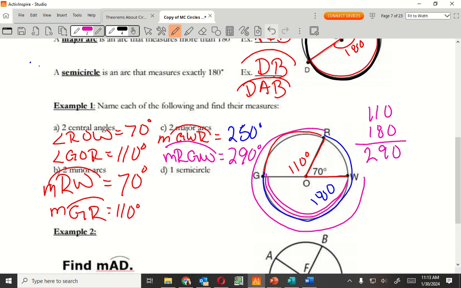Because a semicircle is half a circle, so that's 180. So it's just going to be, in this case, G to W. If we would have went the other way, we could have said GRW. But you are correct, GW. So it's going to be measure of GW is 180. All right, how do you guys feel about that? Is that pretty good? Yes, good job.